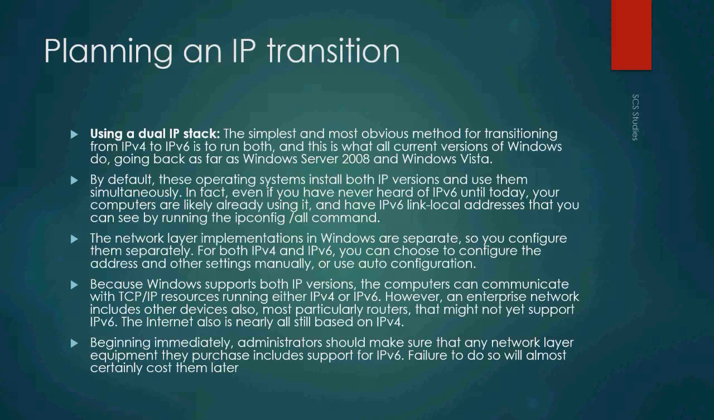The network layer implementation in Windows supports both IPv4 and IPv6. You can choose to configure the address and other settings manually or use autoconfiguration settings. Because Windows supports both IP versions, the computer can communicate with TCP/IP resources either in IPv4 or in IPv6.